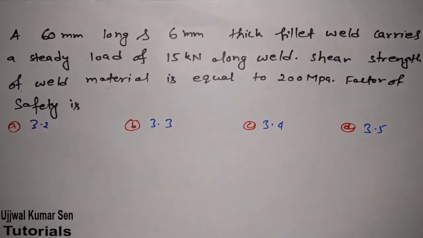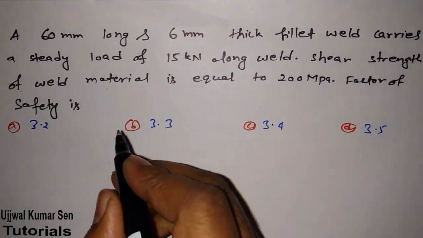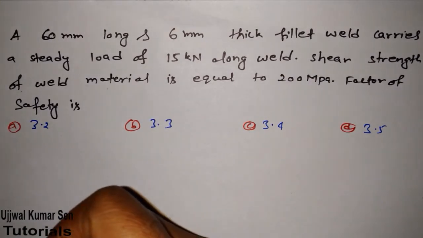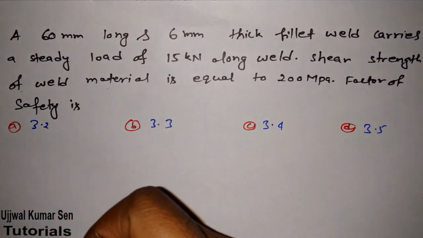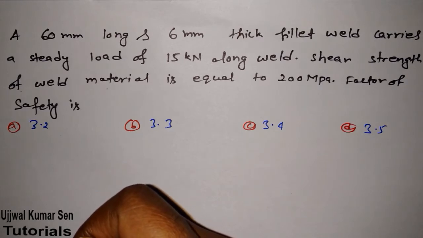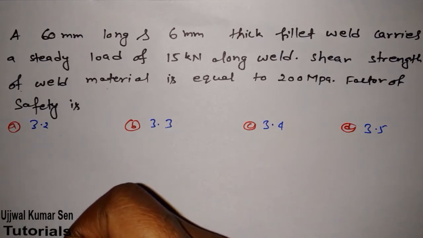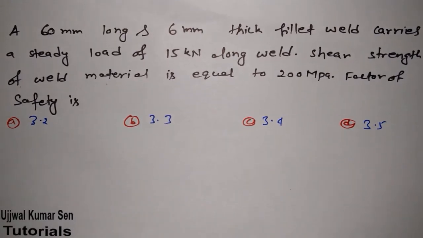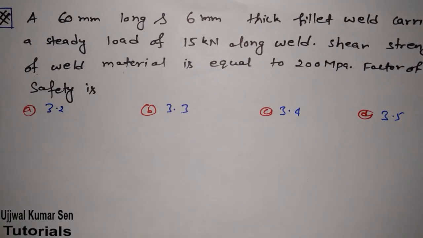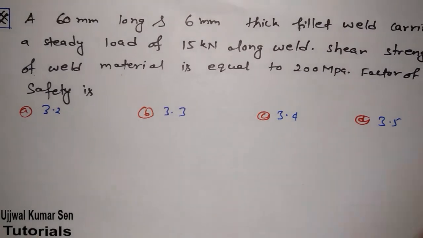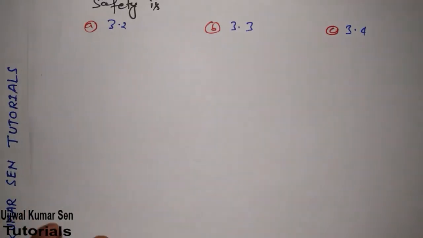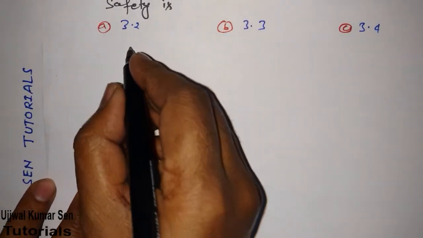Okay, so this is a question on fillet weld. This is a numerical problem which has been asked in GATE in a previous year. To solve this question you don't require anything else. It's really simple, you require only two basic formulas. We have enough space here, so we can easily understand what to do. Let's go for it.